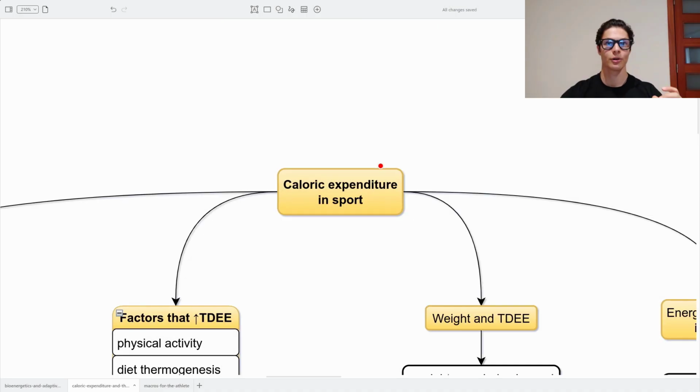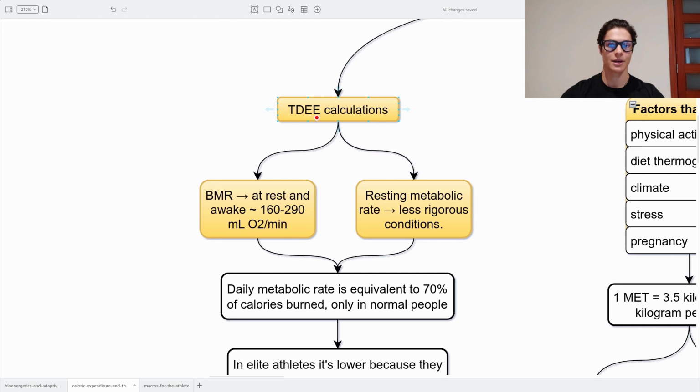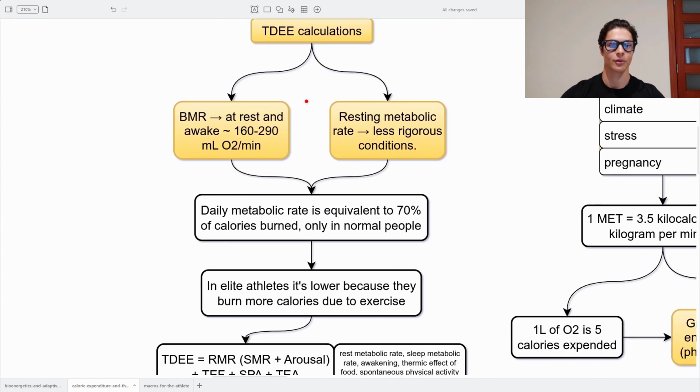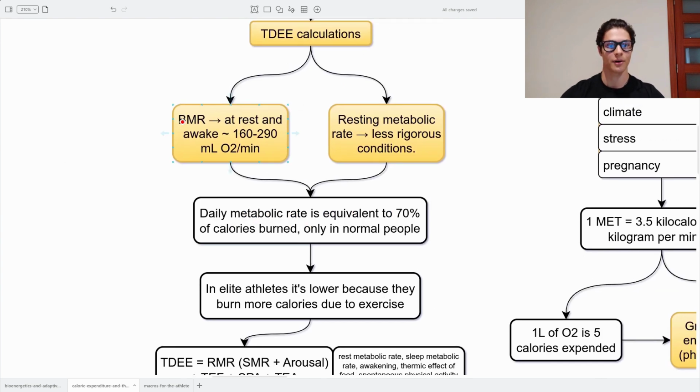So now that we know all of these kinetics of oxygen consumption, we can start taking a look at the caloric expenditure in sport. The total daily energy expenditure calculation. So we have two things here to define: the basal metabolic rate and the resting metabolic rate. The BMR, basal metabolic rate, is measured at rest and awake, doing absolutely nothing. And it's equal more or less 160 to 290 milliliters of oxygen per minute.